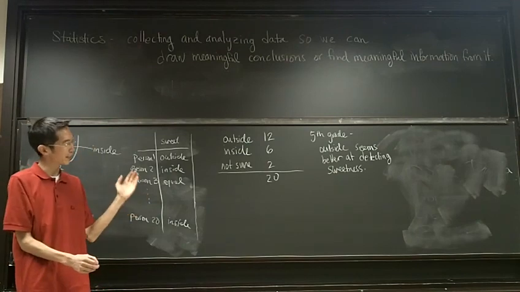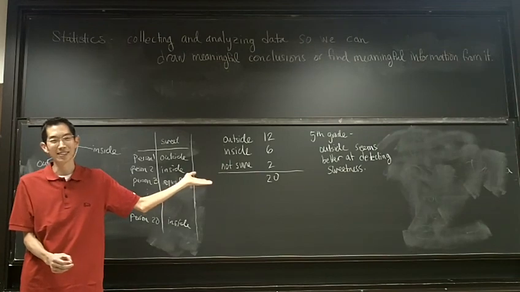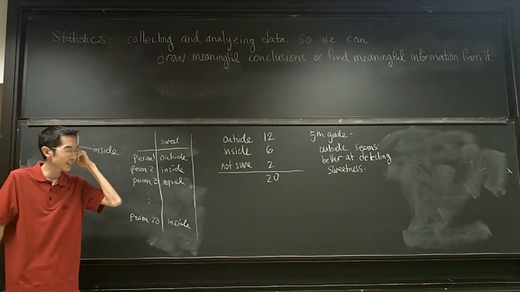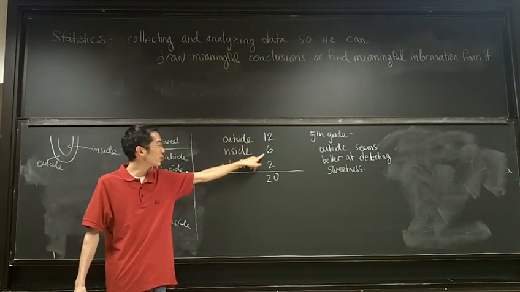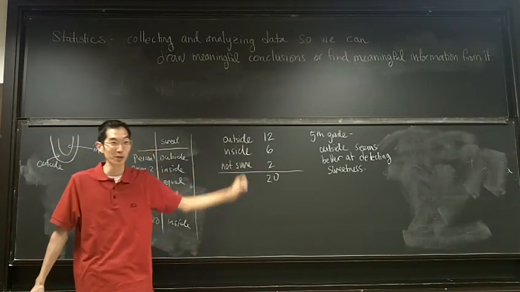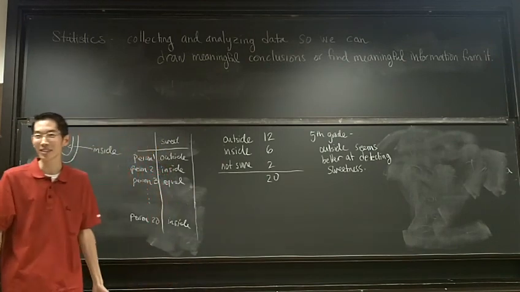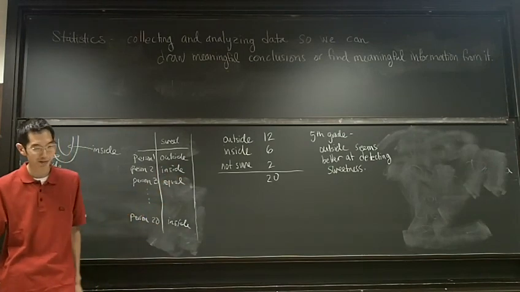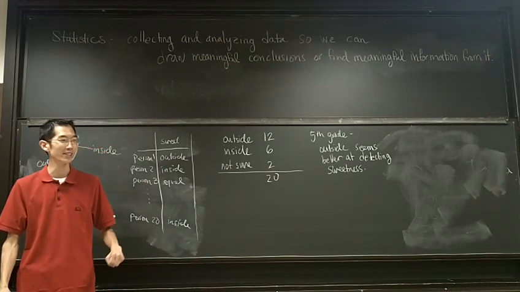But we're not in 5th grade anymore, and so what would you say now? It's inconclusive. Okay, now why would you say inconclusive? It seems twice as many, 12 versus 6, twice as many people said it was sweeter on the outside than it was on the inside of the tongue. Or would you say, oh yeah, what we did in 5th grade, it's still good. The outside of the tongue is better than the inside.